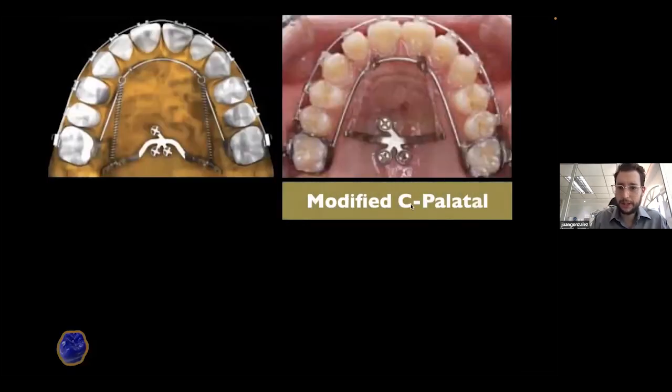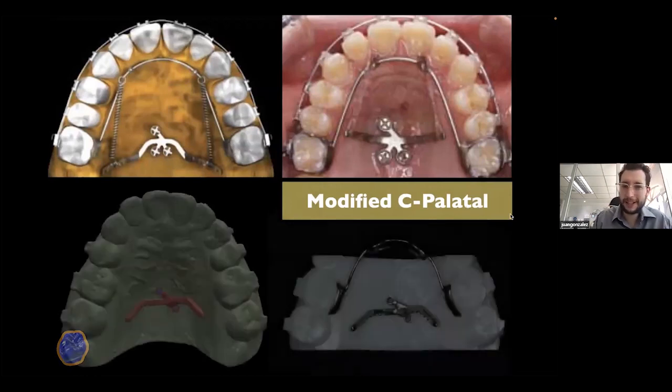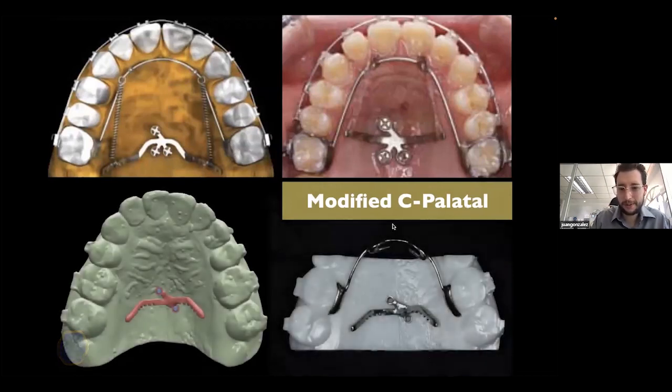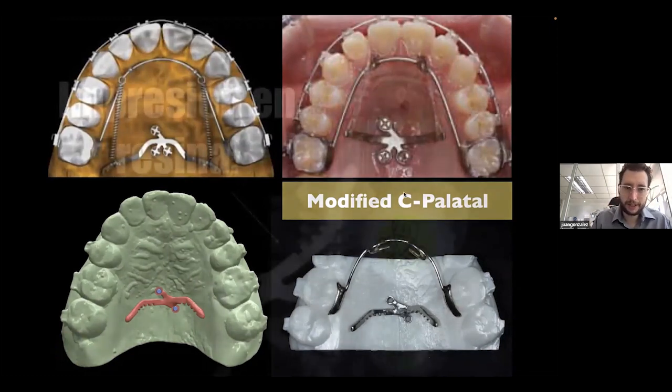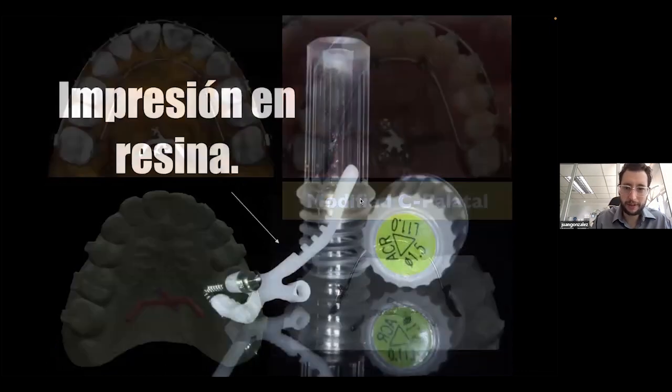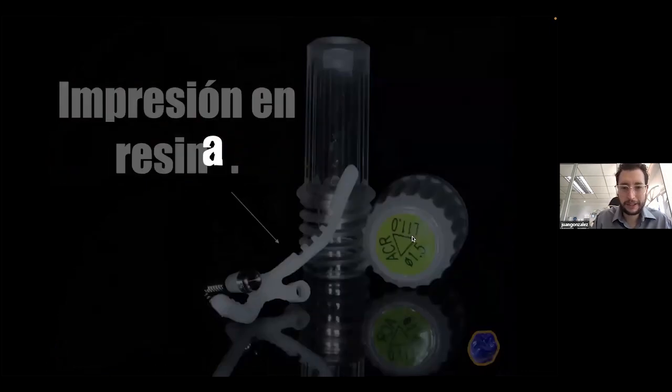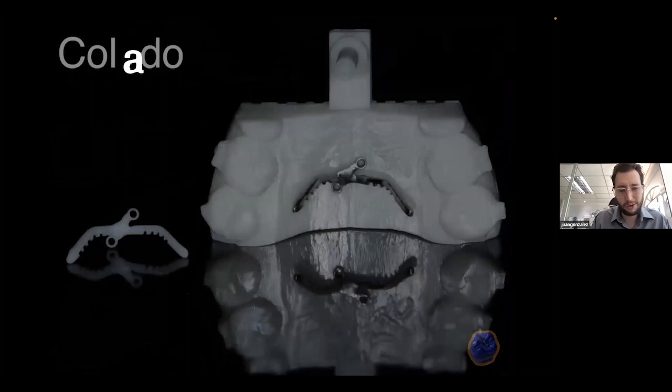Same thing with this, the modified C-palatal appliance, same concept. I designed my own modified C-palatal appliance, and I printed those in castable resin, and we get a final metal version of it, and it works quite well.